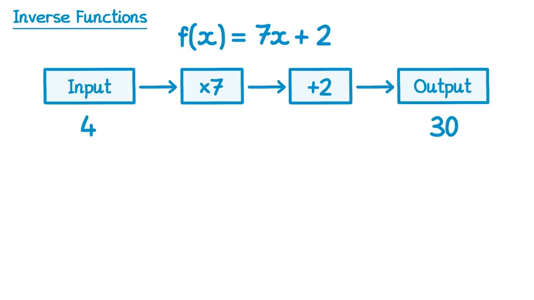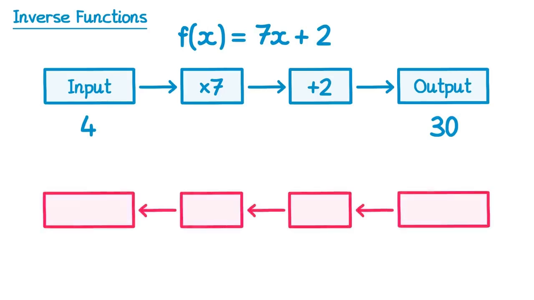When we talk about inverse functions, we're looking for a function that reverses this process. So if we were trying to find the inverse function for this one, we could draw out another function machine, but in reverse. So the input's on the right hand side and the output's on the left hand side. So we need to try and create a function where we start with 30, but we end up at 4. So what we do is we go backwards through this function, and then every time we get to an operation, we just do the inverse.